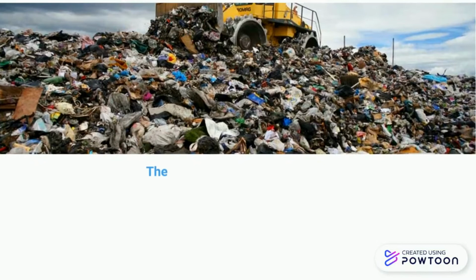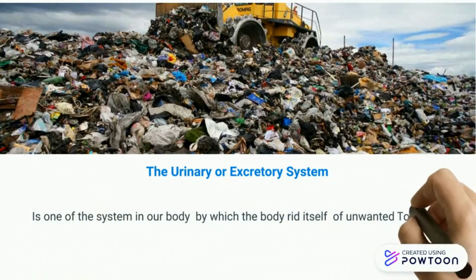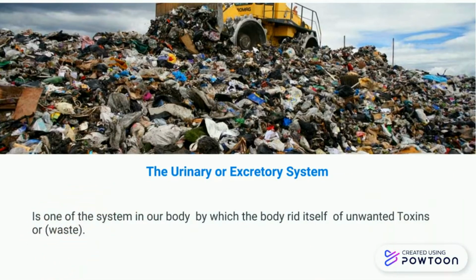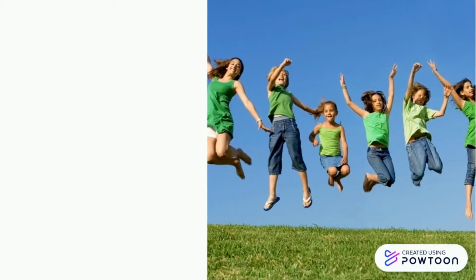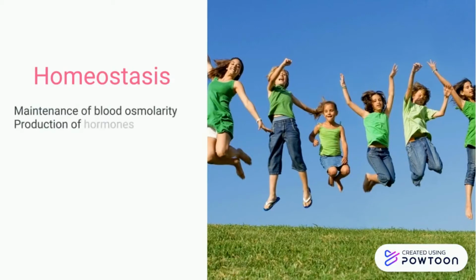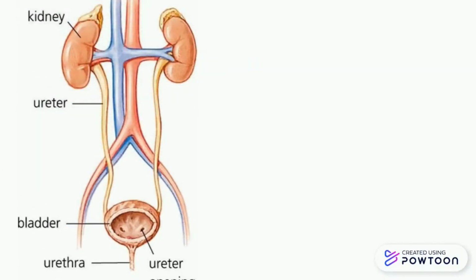The urinary or excretory system is one of the systems in our body by which the body rids itself of unwanted toxins or waste. The main function of the urinary system is to maintain homeostasis by controlling osmolarity of blood, production of hormones, for example calcitriol and erythropoietin, excretion of metabolic wastes and foreign substances, and regulation of blood glucose level. Let's take a look at the basic structure of the urinary system.